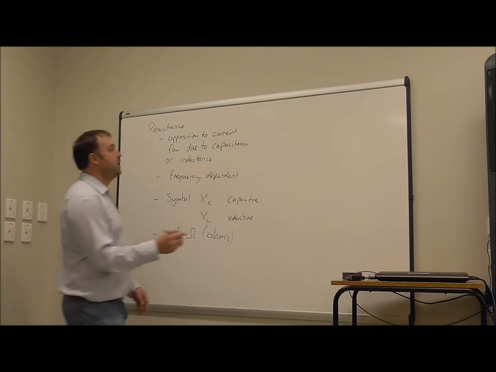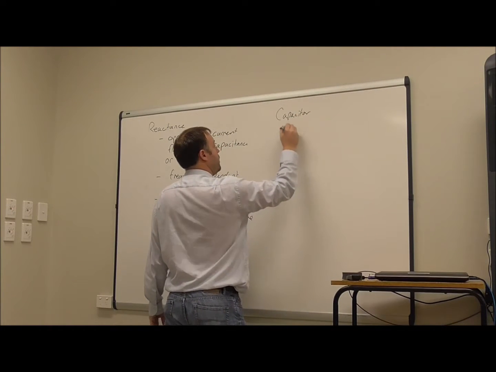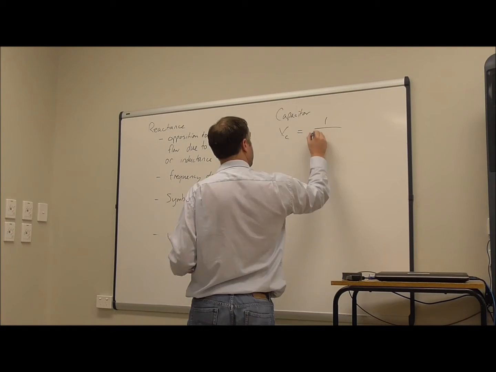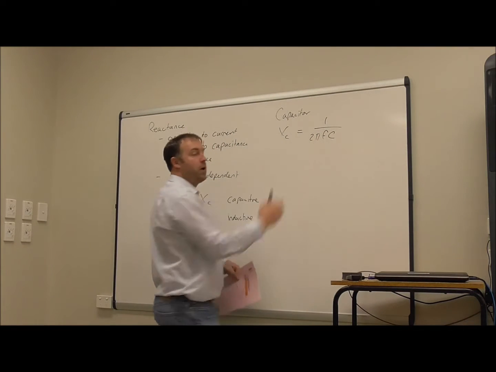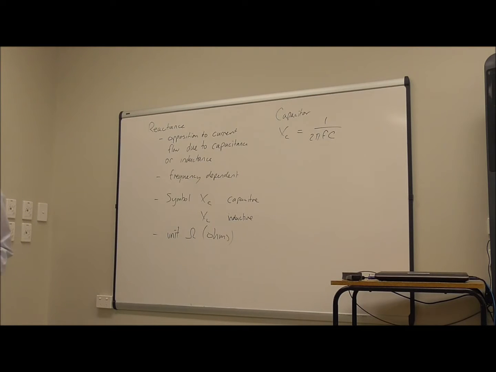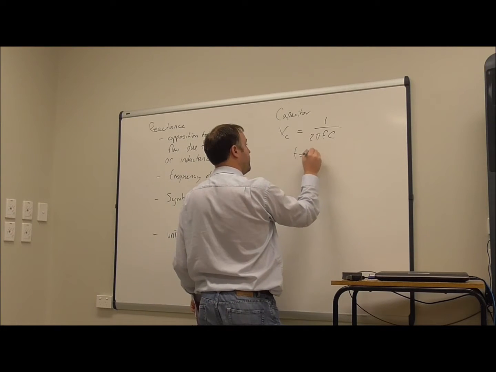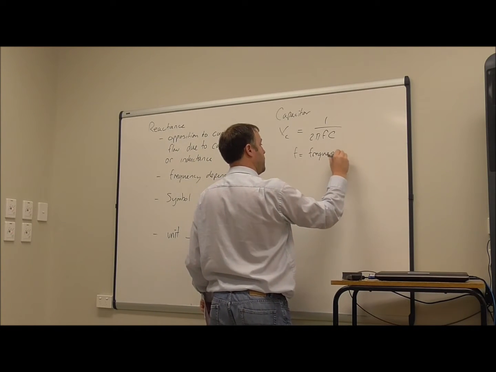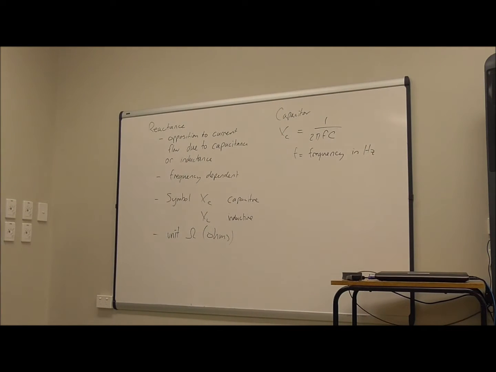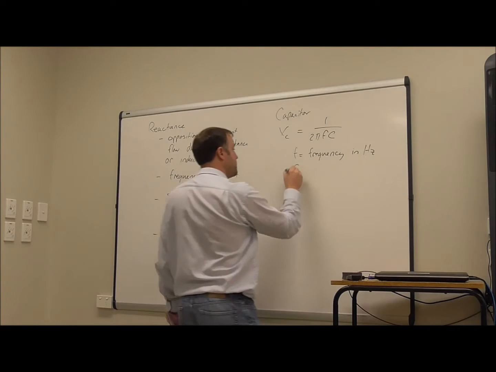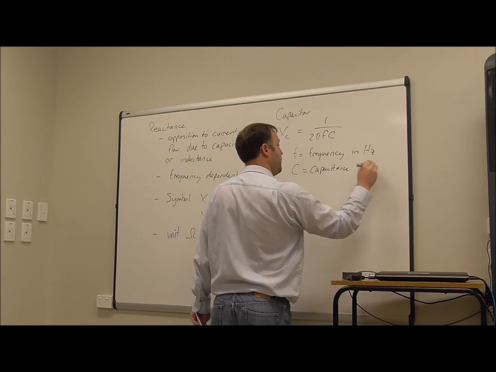Okay, so for a capacitor, XC equals 1 over 2 pi F C, where pi is 3.14, blah, blah, blah. F is equal to frequency in hertz or cycles per second. C is the capacitance in farads.